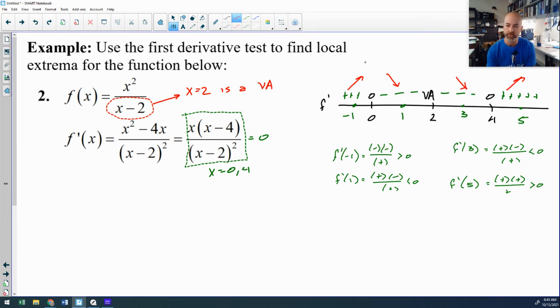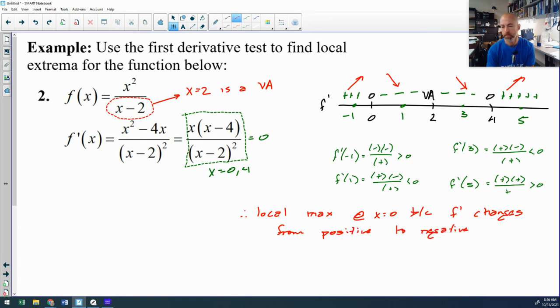My derivative changes from positive to negative. That means that there is a local max at x equals 0. And if you want to explain how you know that, I would say because f prime changes from positive to negative at x equals 0.